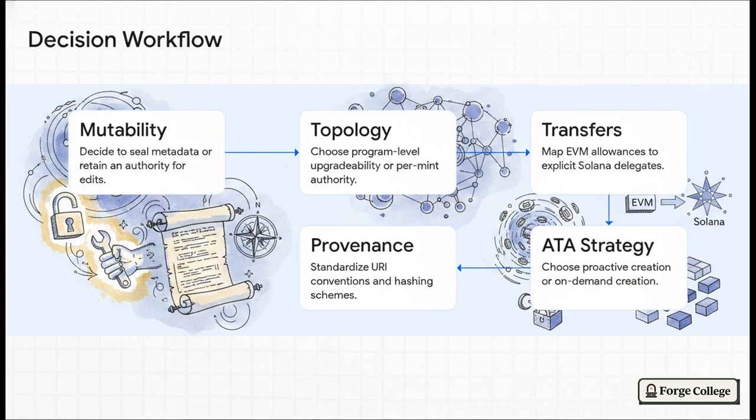Think of this 5-step workflow as your ultimate blueprint checklist. The answers here dictate your instruction sets, your account passing, and your signature checks. We're looking at mutability policy, authority topology, transfer semantics, your ATA strategy, and metadata provenance. Let's break them down one by one.